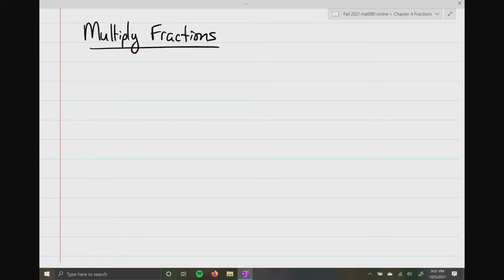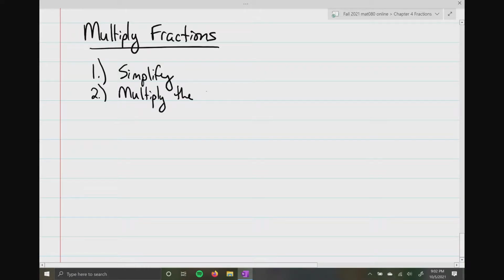There's only 2 steps. Step 1, simplify first. Step 2, multiply the leftovers from left to right. And that's it. Those are the only 2 steps you really got to be concerned with. So what I'm going to do here is we're just going to blast through some problems, and then we're going to go over dividing fractions, okay?